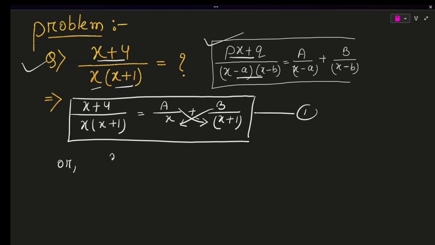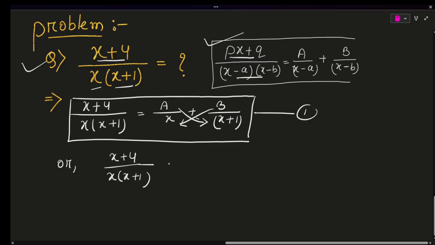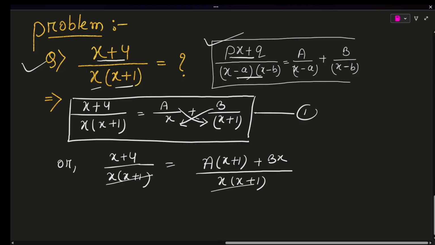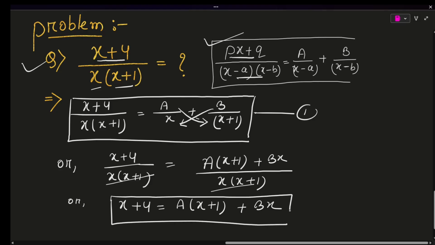So in the LHS, it should be x plus 4 by x into x plus 1. And in the RHS, we have a into x plus 1 plus b into x divided by x into x plus 1. Eventually, the denominators on both sides are the same and they will be cancelled out. So what we have right now is x plus 4 equals a into x plus 1 plus b into x. So this is our equation number 2.